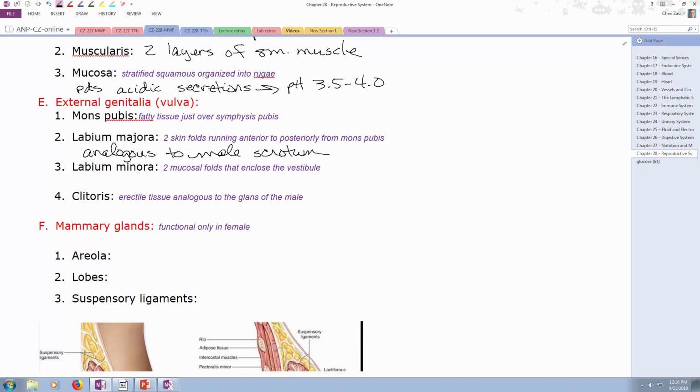In the most anterior aspect of that, we'll find the clitoris. We'll then find the urethra. Then we'll find the actual vaginal opening. And then most posteriorly, we'll find some glands.